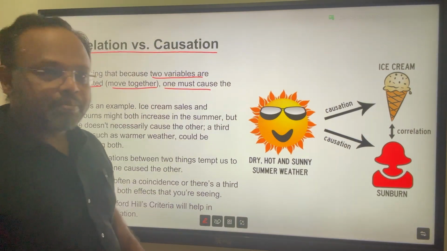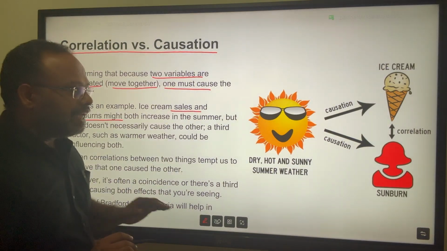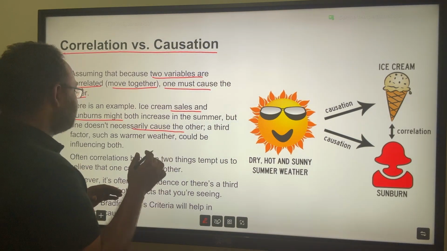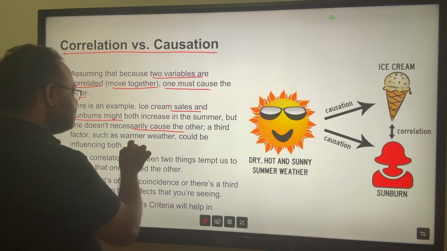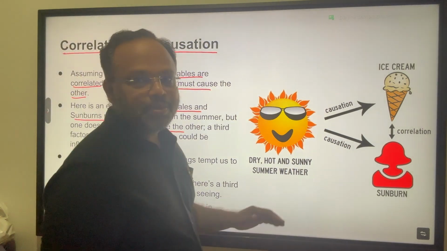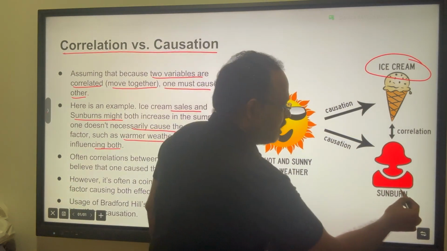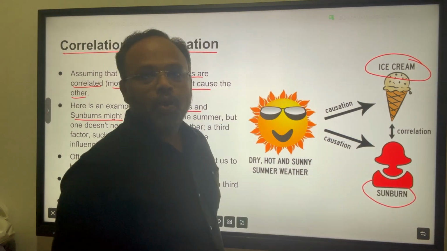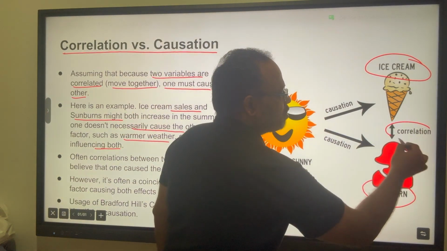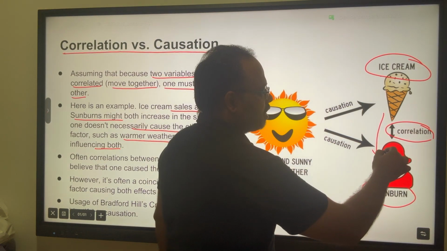Here is one example where ice cream sales and sunburns both increase in summer. One does not necessarily cause the other, but there is a third variable, the warmer summer, that could be influencing both. So in this case, people think that the sale or consumption of ice cream and the incidence of sunburn are both higher during summer time. Actually, this is a correlation or association. One cannot assume that ice cream is the cause of sunburn.